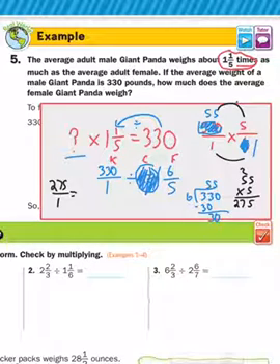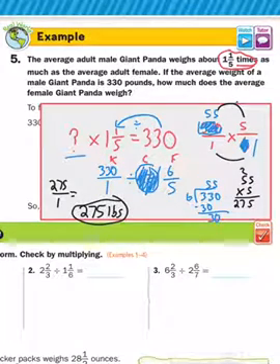Or, my final answer, how much does the average female giant panda weigh? 275 pounds. All right, so that was a tough one. The bow tie reducing was tough. But the main thing I wanted you to understand is why is it a division problem? And what are you actually dividing?